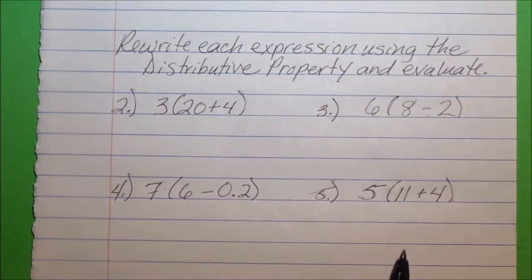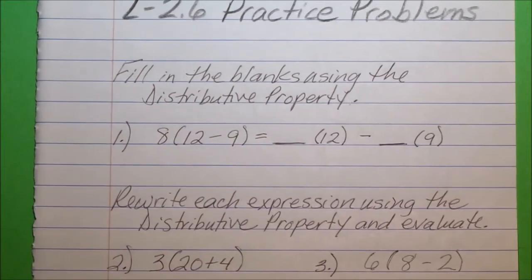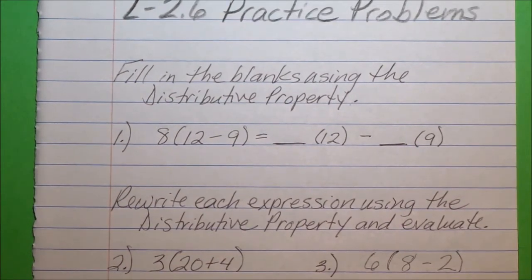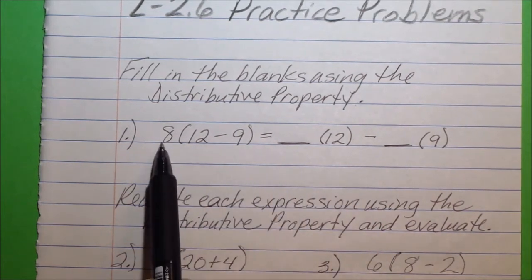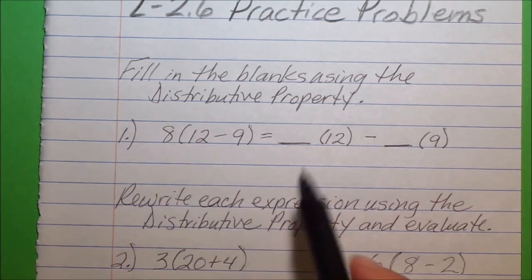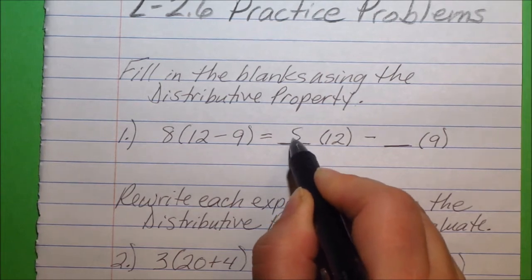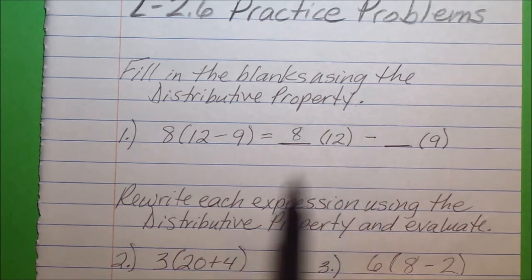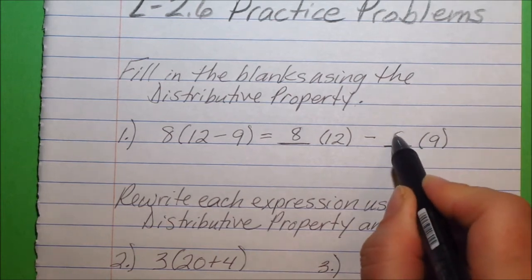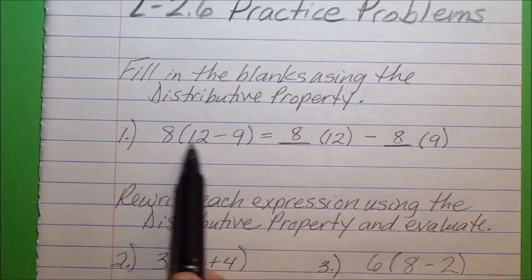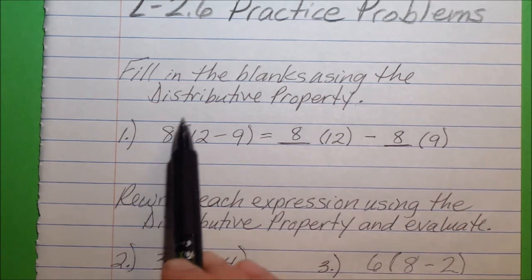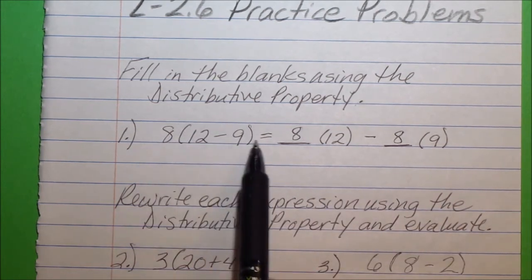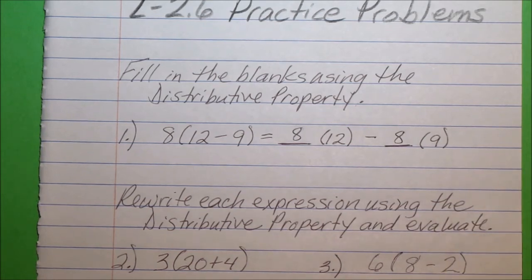And now I'll show you how the problems are worked out. Okay, so fill in the blanks using the distributive property. Well, what they're trying to show you is that 8 times 12 is the first thing we need to do, right? So it's 8 times 12 minus 8 times 9. This means 8 times 12 minus 8 times 9. So that's all they mean when you see that on your worksheet.